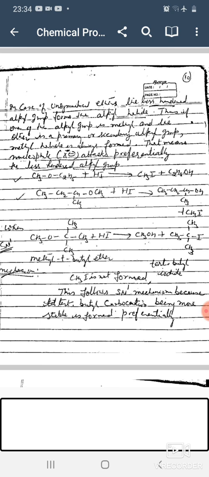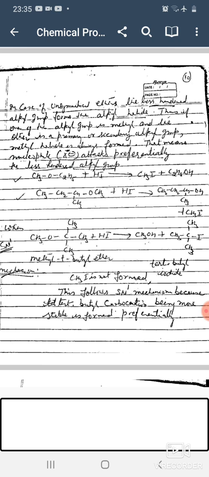In case of unsymmetrical ether, the less hindered alkyl group forms the alkyl halide. Thus, if one of the alkyl groups is methyl and the other is a primary or secondary alkyl group, methyl halide is always formed. That means the nucleophile attacks preferably the less hindered alkyl group. CH3OC2H5 reacts with the HI to give CH3I plus C2H5OH.